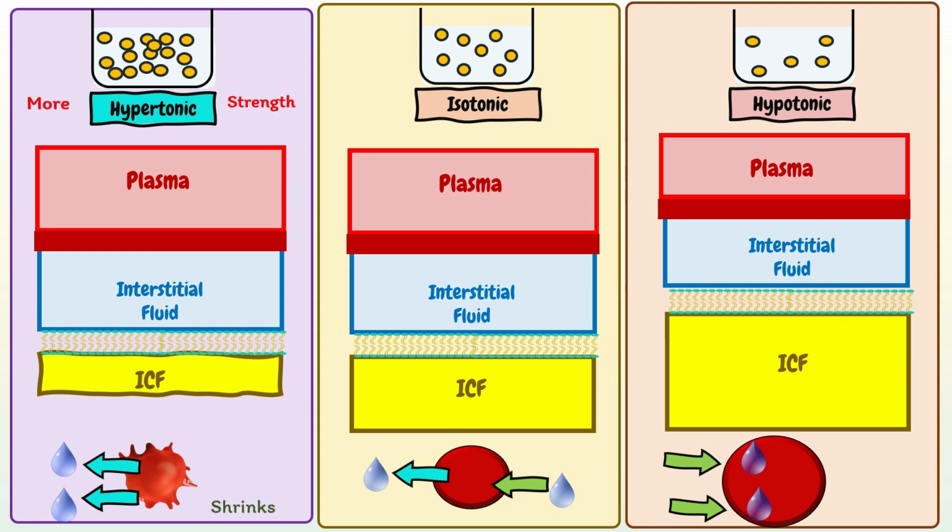Hyper means more, and tone means strength. In case of hypertonic solution, the cell shrinks. Iso means same, and tone means strength. In case of isotonic solution, the cell remains unaffected. Hypo means low, and tone means strength. In case of hypotonic solution, the cell swells.